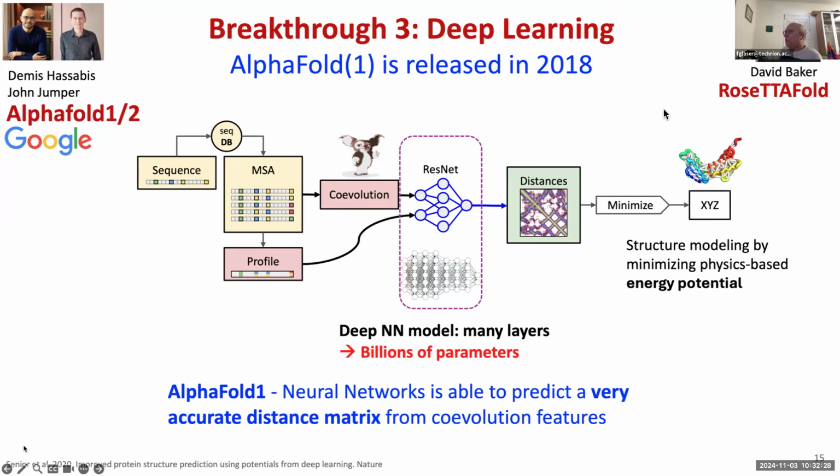And then, after we have the distances, we build the model again by minimizing a physics-based energy potential. So still the building is using something similar to Rosetta. That's the reason Rosetta is so important here. So the ideas were there, but the technology of deep learning really improved that very much.